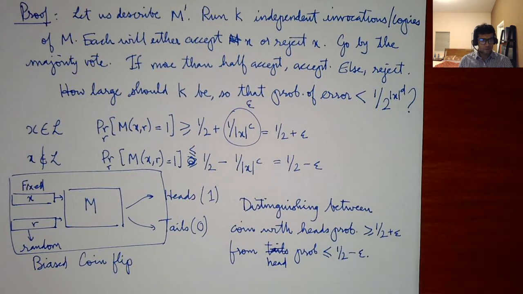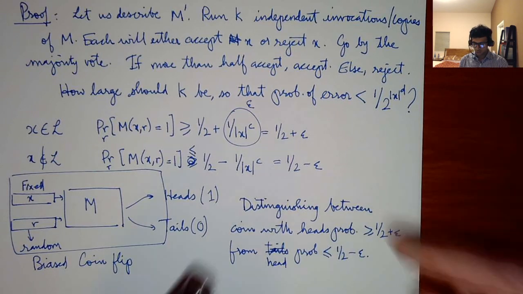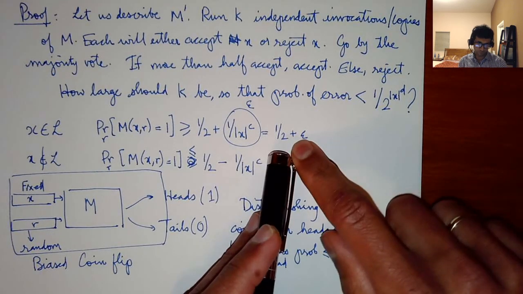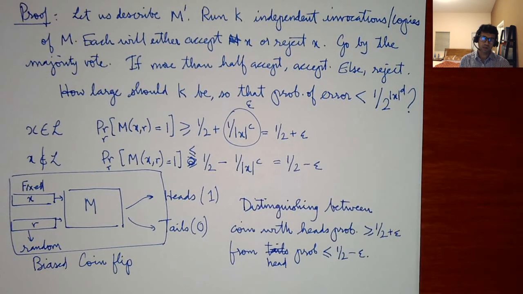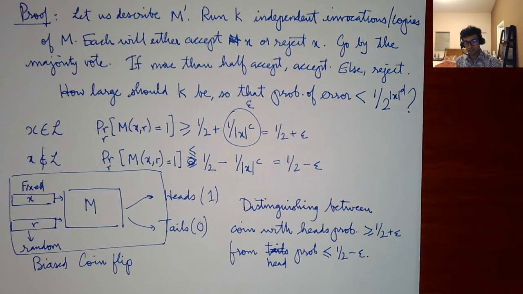Now, if you've ever heard of something called the central limit theorem, what we actually have to use is some kind of quantitative version of it. What the central limit theorem says is that if you did lots of coin flips going to infinity, the fraction of heads you'll see in the first case is very close to half plus epsilon. It's not going to deviate much. The fraction of heads in the second case is going to be very close to half minus epsilon.